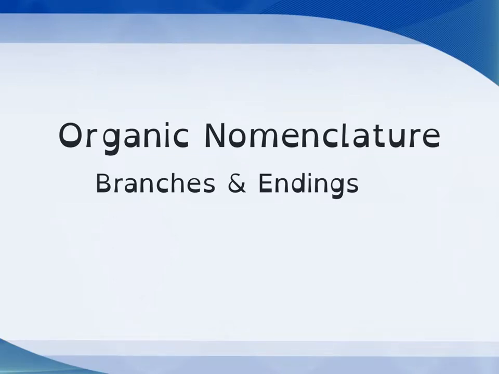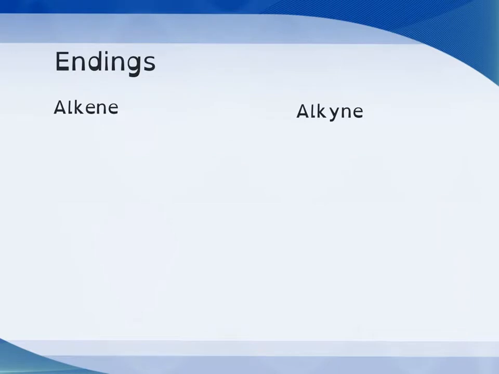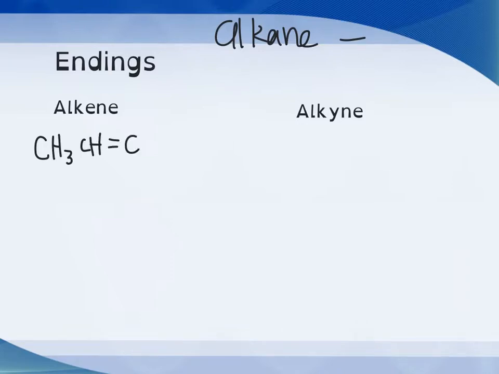In this video, we're going to look at how you name organic compounds with different branches and different endings to the root name. So earlier we looked at alkanes, which were all single bonds. In an alkene, something like CH3, CH, double bond, CH, CH3, anything that has a double bond will be an alkene, and it's going to have an ENE ending on the end of it.